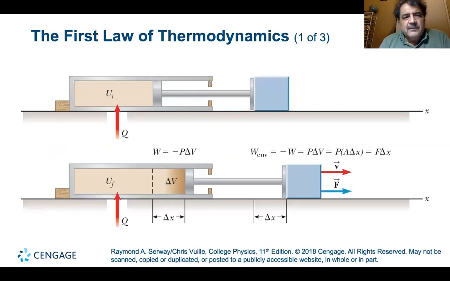Okay, so the first law of thermodynamics. You have the internal energy here of the piston, and you have this piston pushing on a block. Heat is being put into the system that expands the piston. Work is equal to minus P delta V. Work on the environment is equal to minus W. That's P delta V, and it ends up being force times distance, F delta X.